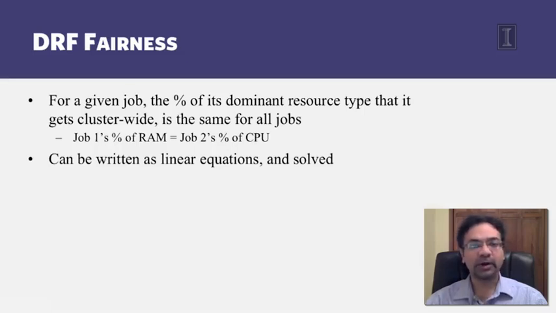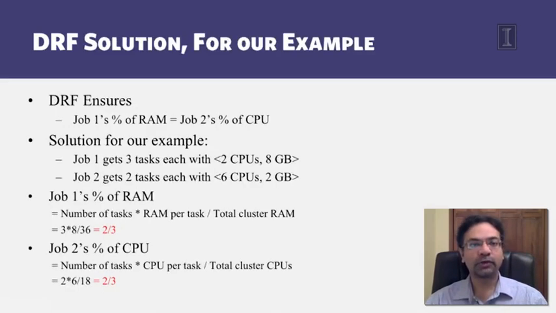These constraints can be written as linear equations and solved. We won't go through those equations and solutions here. Let me just tell you the solution for our particular example. So for our example, the solution turns out to be that job 1 gets 3 tasks, each with the resource vector 2 CPUs and 8 gigabytes, and job 2 gets 2 tasks, each with the resource vector 6 CPUs and 2 gigabytes.